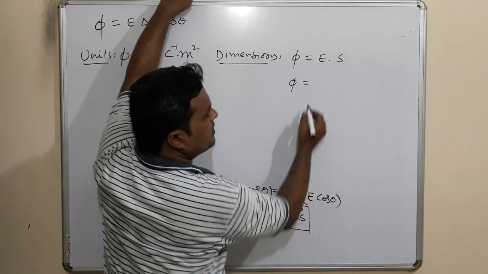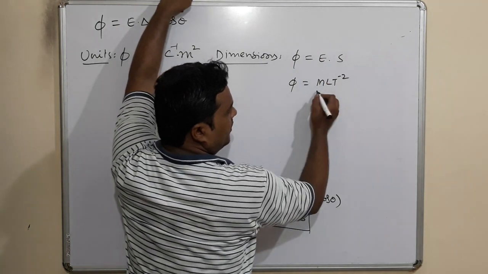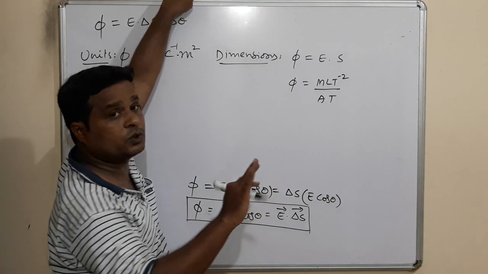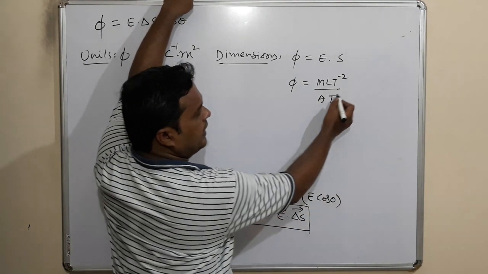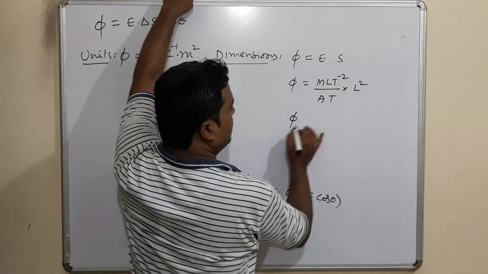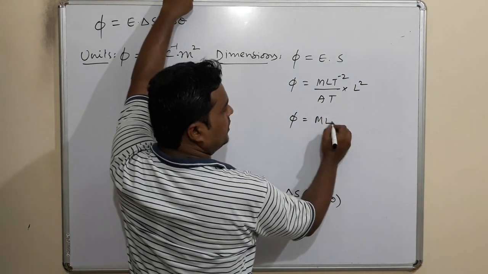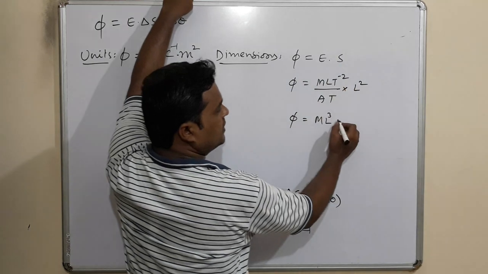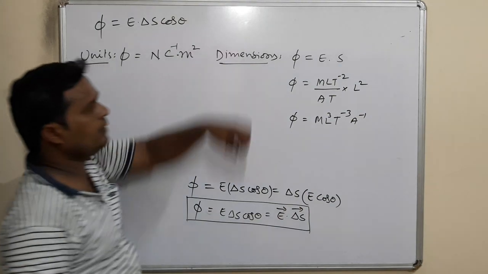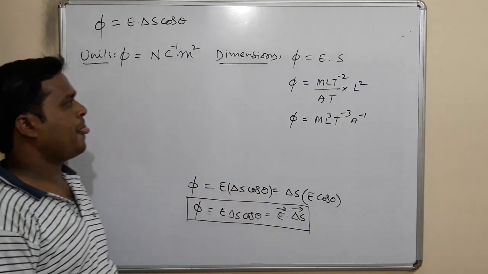Flux is equal to, what is E? Force by charge. Force means what again? MLT minus 2. What is charge? Charge is equal to current into time, A into T. Area is L square. Then phi is equal to, what is the final? M L cube T minus 3 A minus 1. These are the dimensions. Units and dimensions of electric flux.